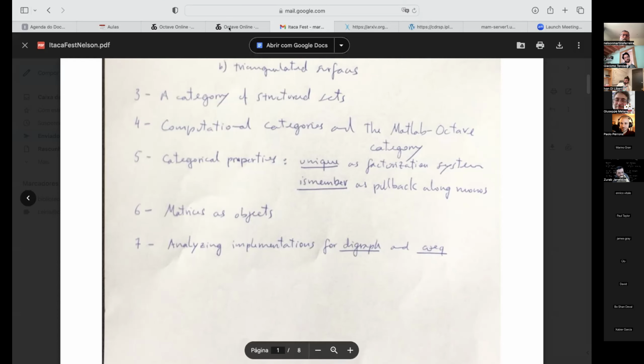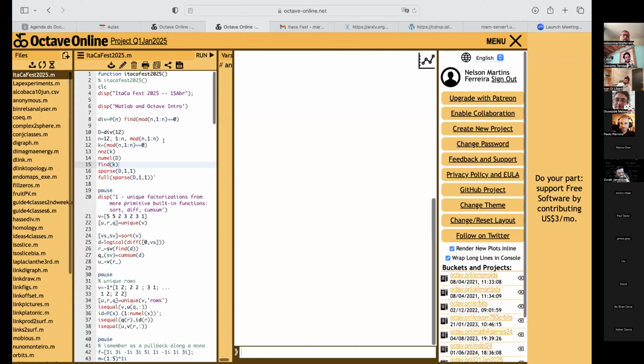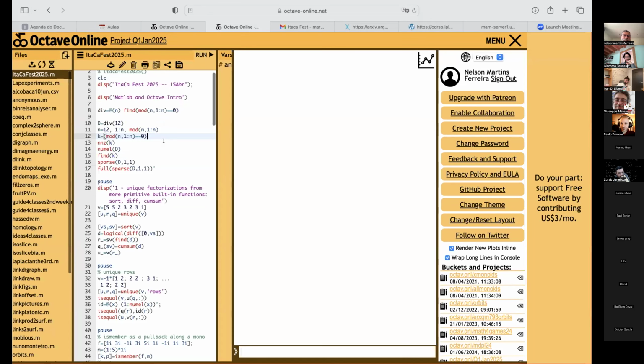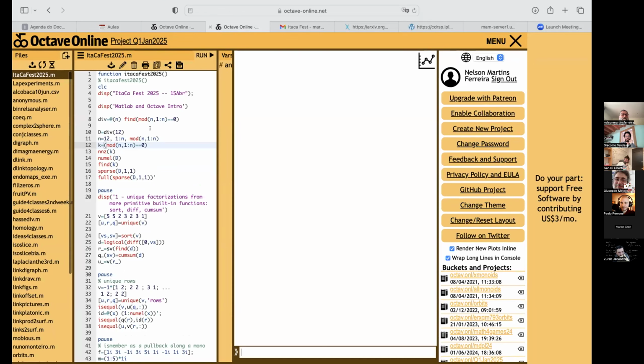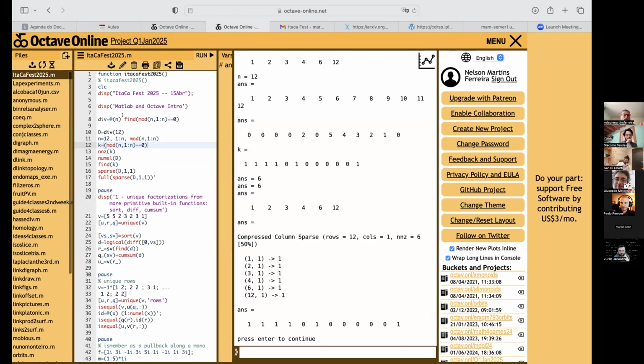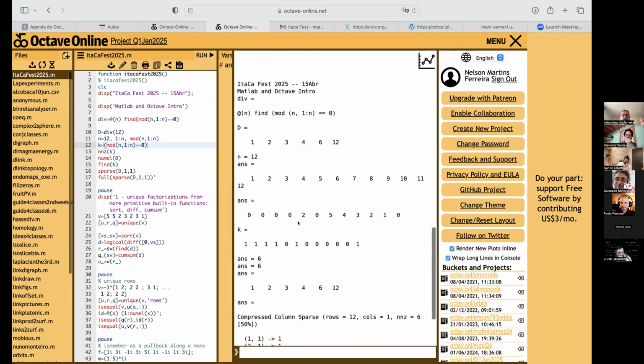So let me give you a short introduction to MATLAB or Octave. I'm using Octave, an online version. Everybody can have this. So I'll just run this application, and I've already predefined this. So here's what I want to show.